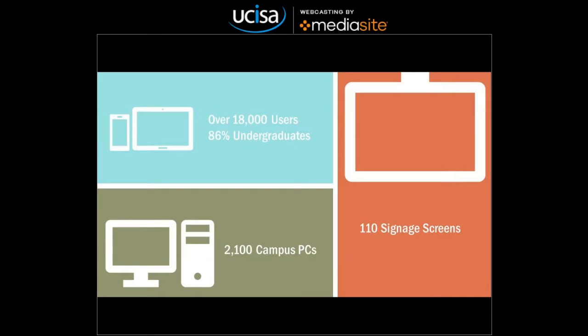So, the app itself, we have over 18,000 active users, and it's heavily used in our undergraduate population. We've got 86% of our undergraduates using the app at the moment. It's available across campus on all campus PCs. In addition to this, the news feeds that I mentioned are powered through our digital signage system. And we have screens around campus displaying the same news, the same content. So there's just that flow of information throughout the entire campus.